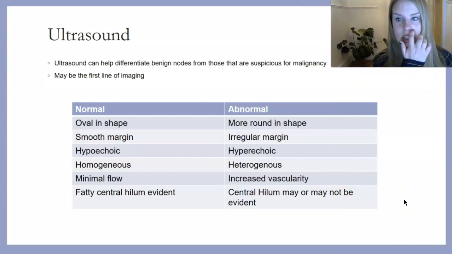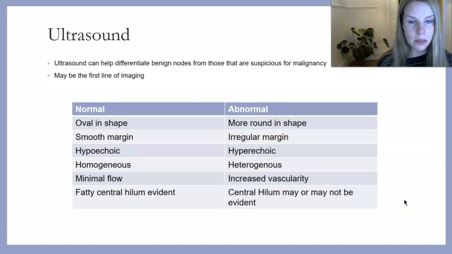So basically ultrasound can help differentiate between benign nodes and those that are maybe suspicious of malignancy. And sometimes it might be the first line of imaging, because the radiologist can have a quick scan, there's no radiation, and it's quite readily available. There are some characteristics associated with normal lymph nodes. We will look at some images in a moment.